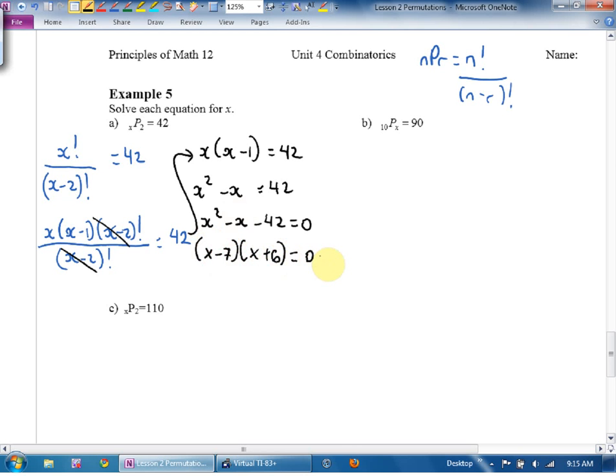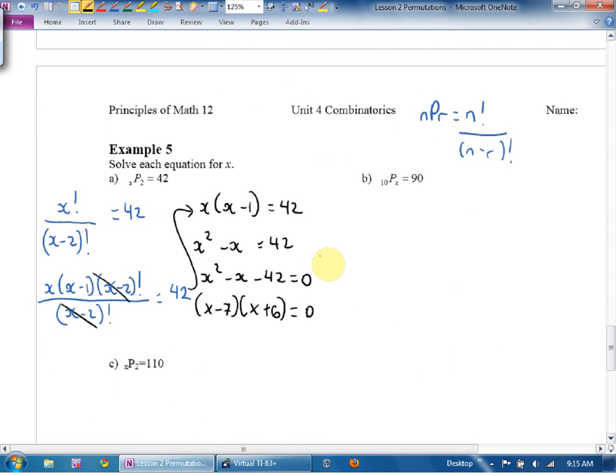What are my roots? Oh, problem. Can I have 7 objects? Yes. Can I have negative 6 objects? Try going negative 6P2 on your calculator. And yes, once again, we reject.